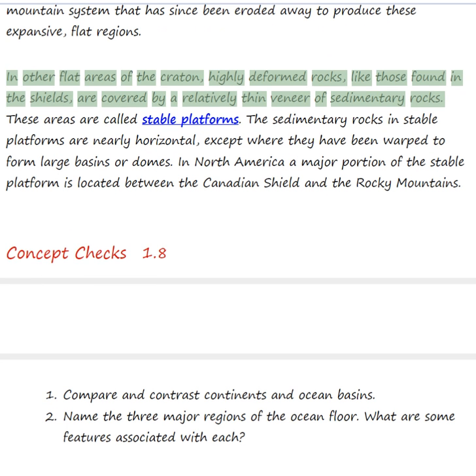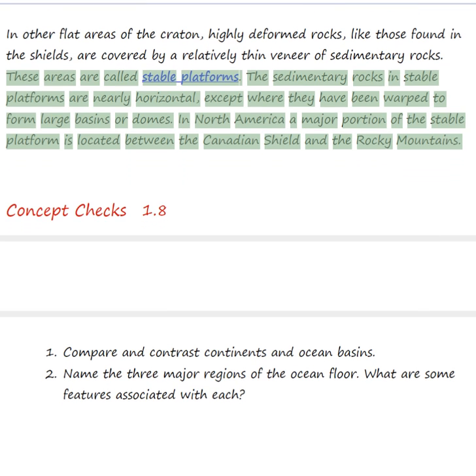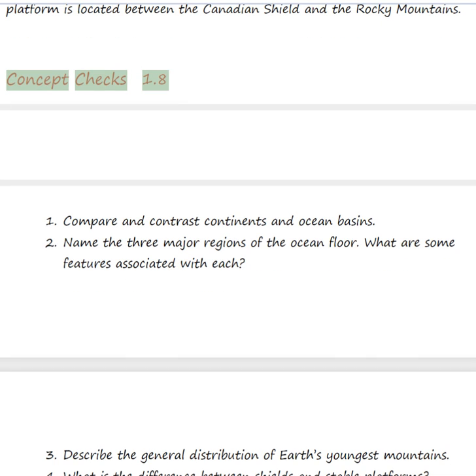In other flat areas of the craton, highly deformed rocks, like those found in the shields, are covered by a relatively thin veneer of sedimentary rocks. These areas are called stable platforms. The sedimentary rocks in stable platforms are nearly horizontal, except where they have been warped to form large basins or domes. In North America, a major portion of the stable platform is located between the Canadian Shield and the Rocky Mountains.